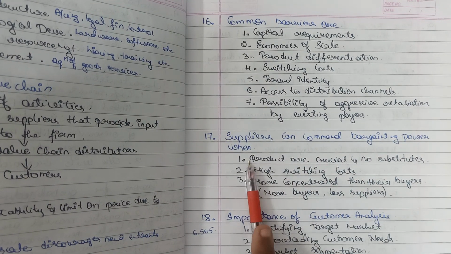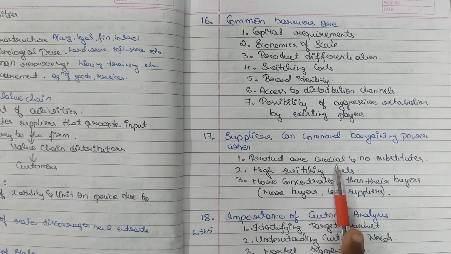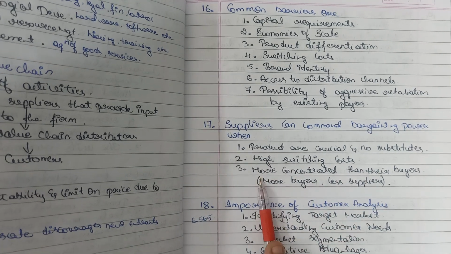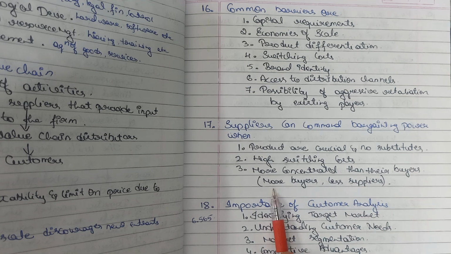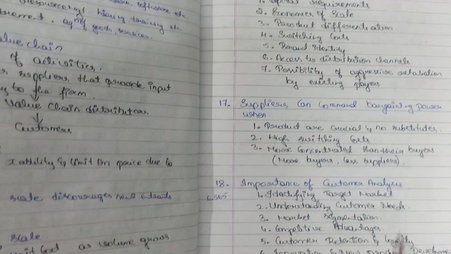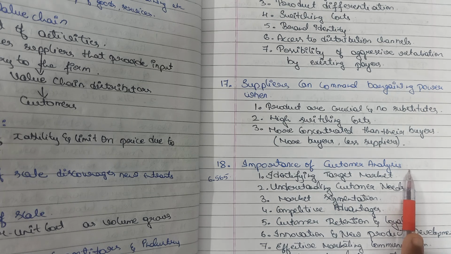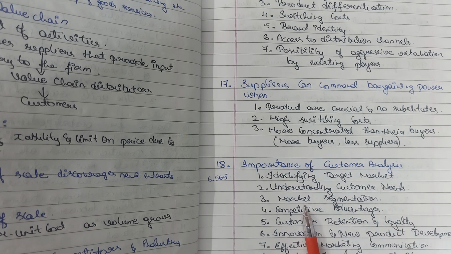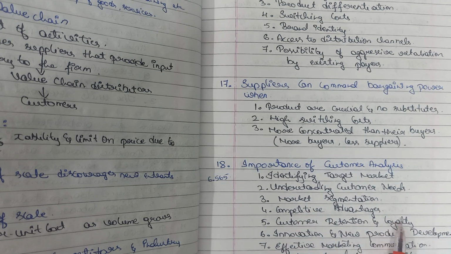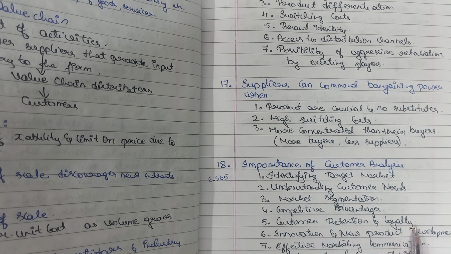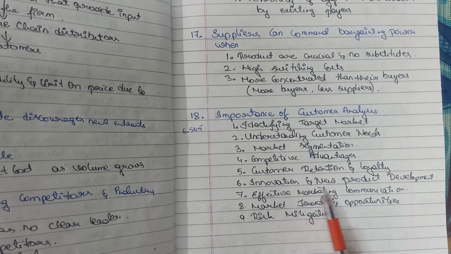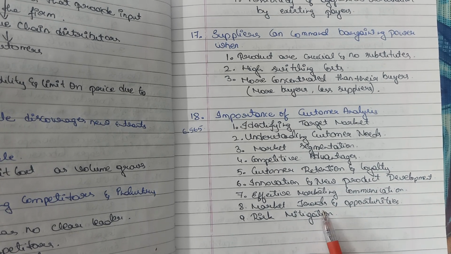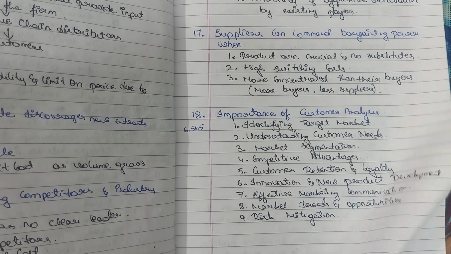Suppliers can command bargaining power when products are crucial and no substitutes are available, high switching cost, more concentrated than their buyers, more buyers but fewer suppliers. Importance of customer analysis: identify target market, understanding customer needs, market segmentation, competitive advantage, customer retention and loyalty, innovation and new product development, effective marketing communication, market trends and opportunities, risk mitigation.